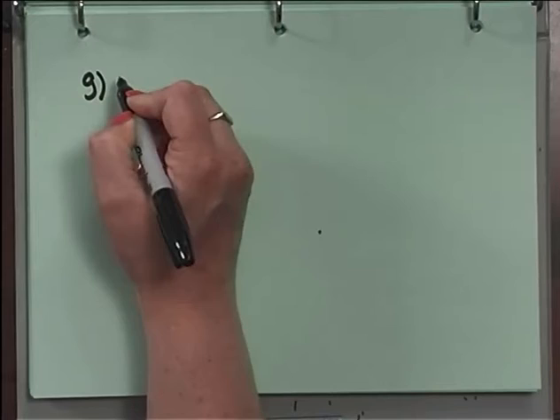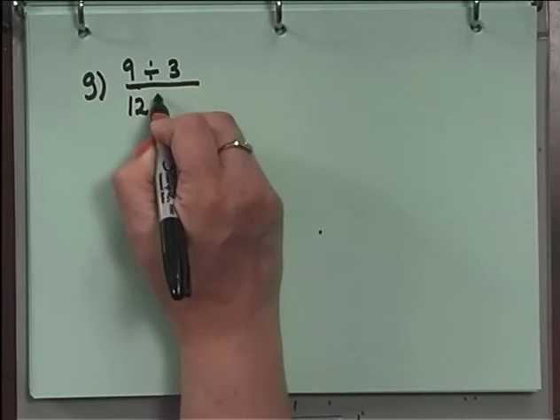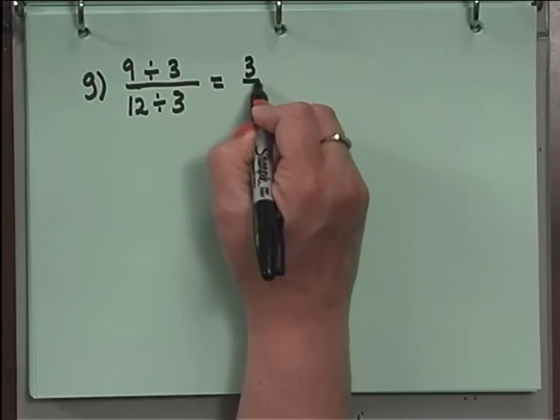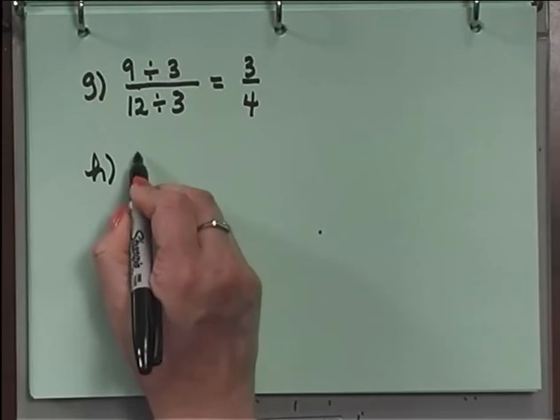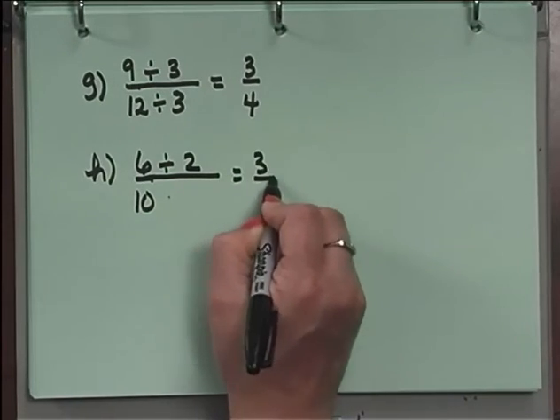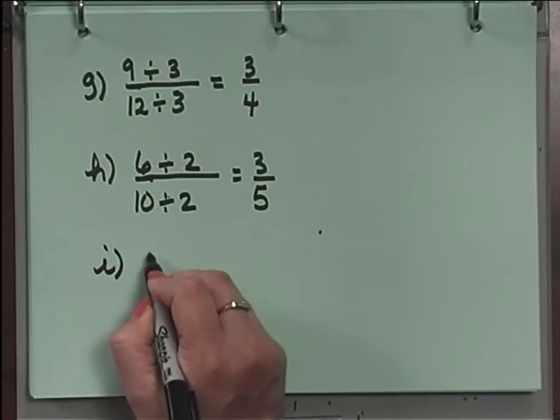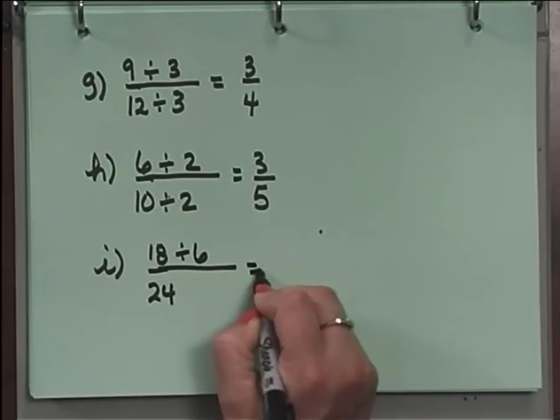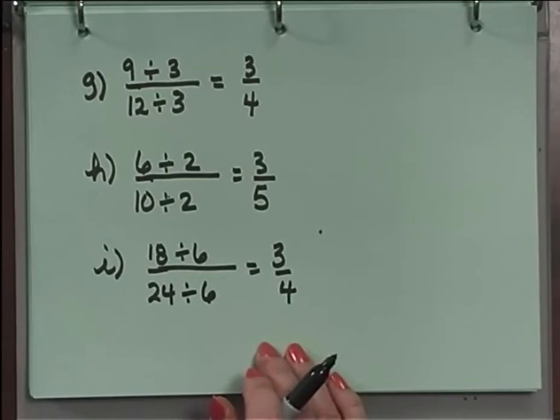Problem G, reduce each fraction. Well, 9/12 have a common factor of 3. So 9 divided by 3 and 12 divided by 3 would give me my reduced fraction. 9 divided by 3 is 3, and 12 divided by 3 is 4. So the reduced fraction is 3/4. 6/10 have a common factor of 2. So 6 divided by 2 is 3. 10 divided by 2 is 5. So 3/5 would be my reduced fraction. And then 18/24 have a common factor of 6. 18 divided by 6 is 3, and 24 divided by 6 is 4. So this reduces to 3/4.